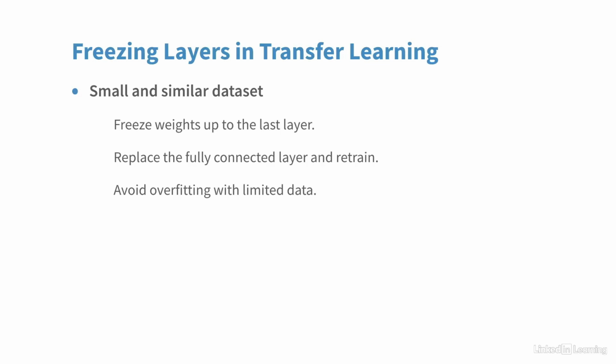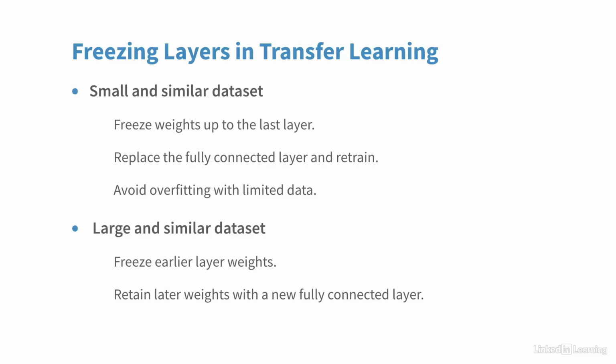The second scenario is if your data set is large and similar to the data set the model that you were working with was pre-trained on. What do you do in this case? You freeze the earlier layer's weights, then you retrain the later layer's weights with a new fully connected layer.